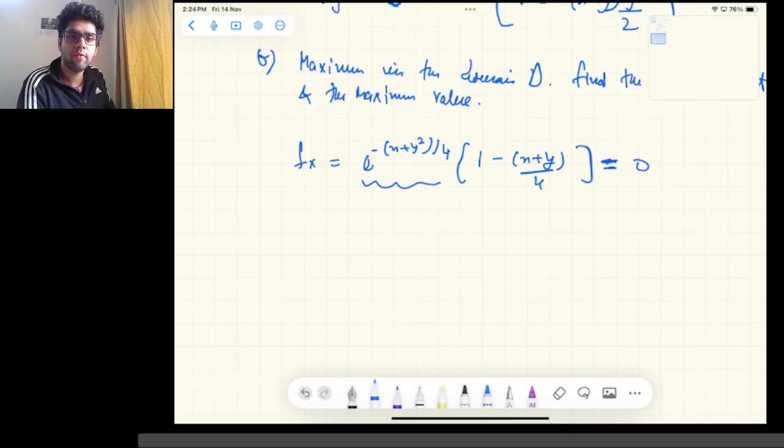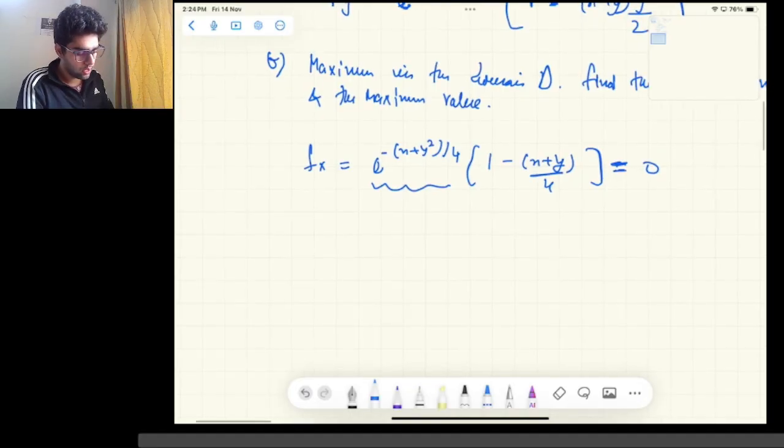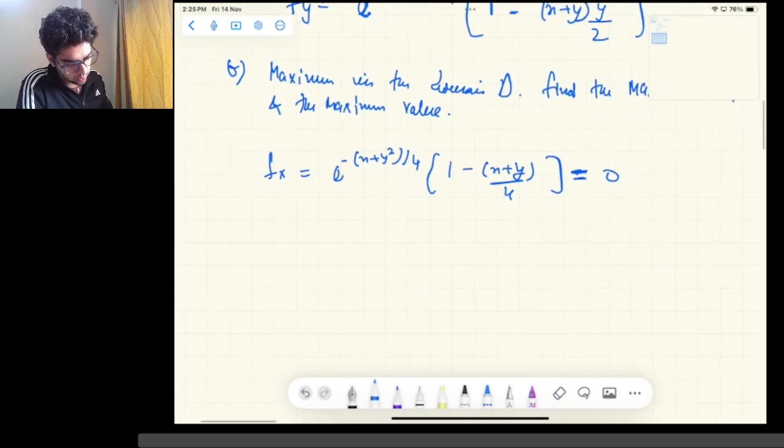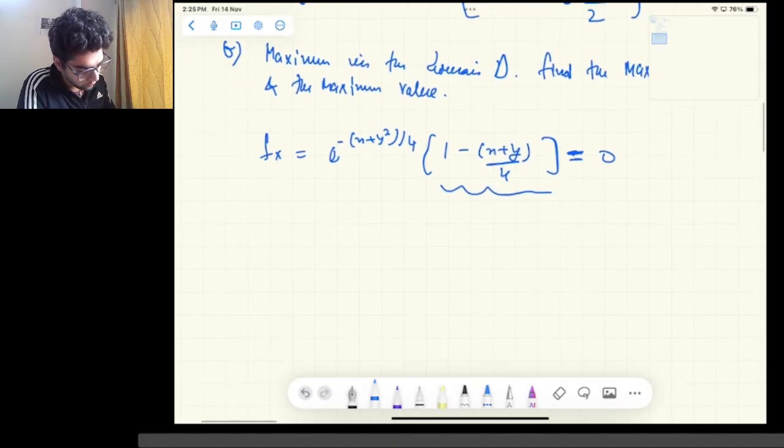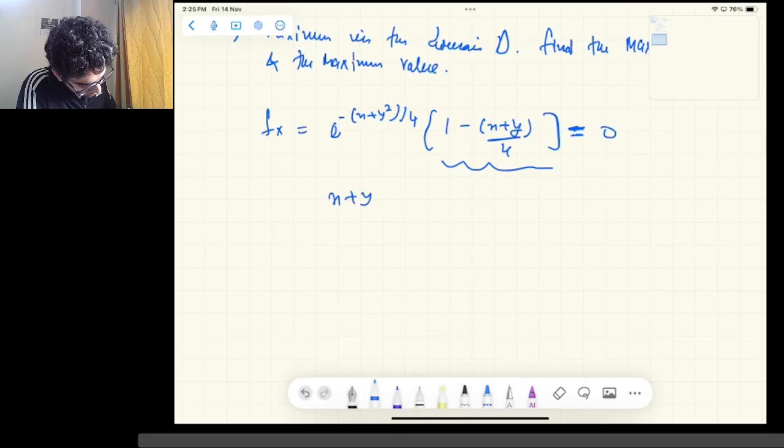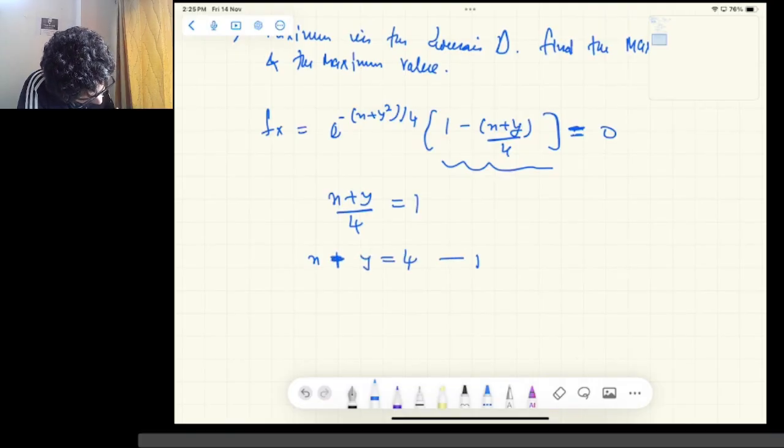Now e can never be 0. E to the power something can never be 0. It can be 0 if your exponent, so for example e to the power minus (x plus y) square divided by 4, this can be 0 if my x and y move to infinity, right? But we are not talking about points where x and y are moving to infinity, right? So now this expression is only left for us to find the stationary points. So this will give me (x plus y) by 4 equal to 1. So x plus y is equal to 4. This is our first equation.